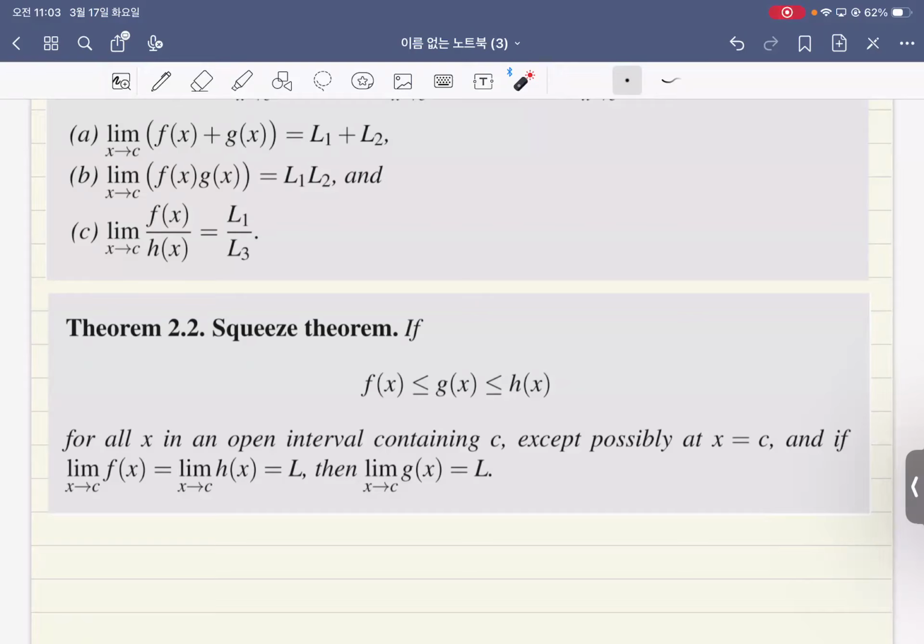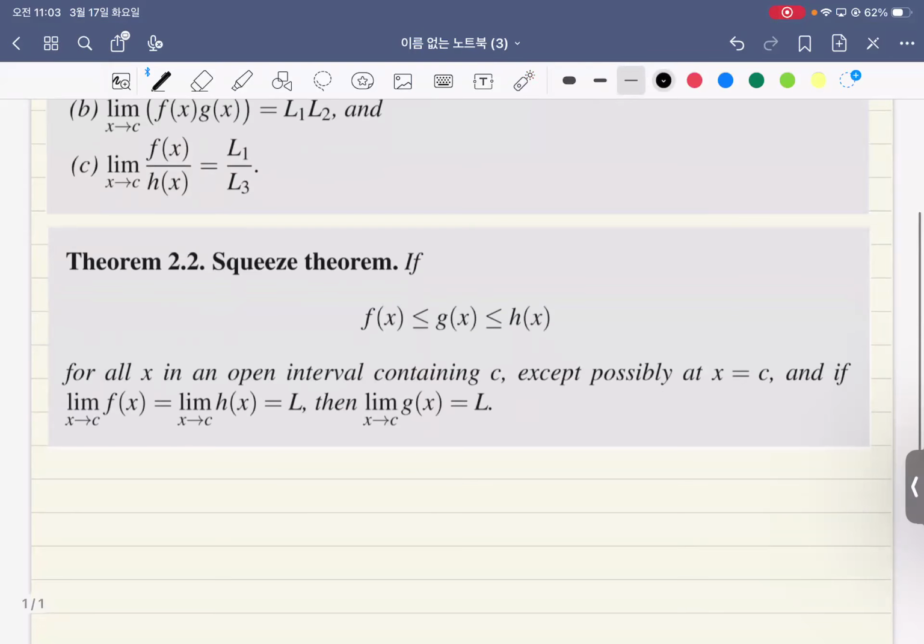Anyway, these three functions satisfy these inequalities on this open interval. And if the left function and the right function are both tending to the same limit, then the middle function is also tending to the same limit. So this is the squeeze theorem. I believe this is a very nice exercise to prove.